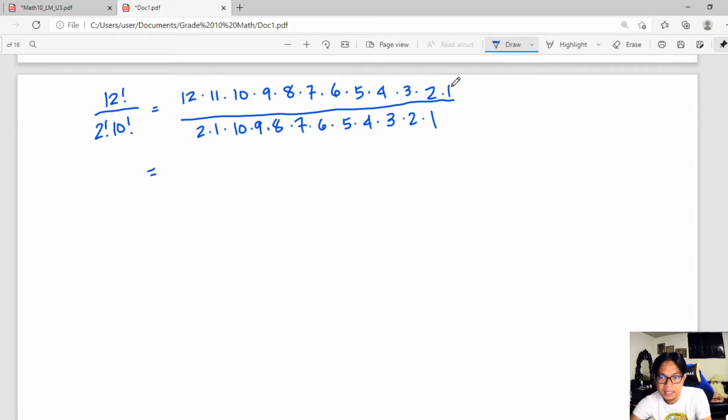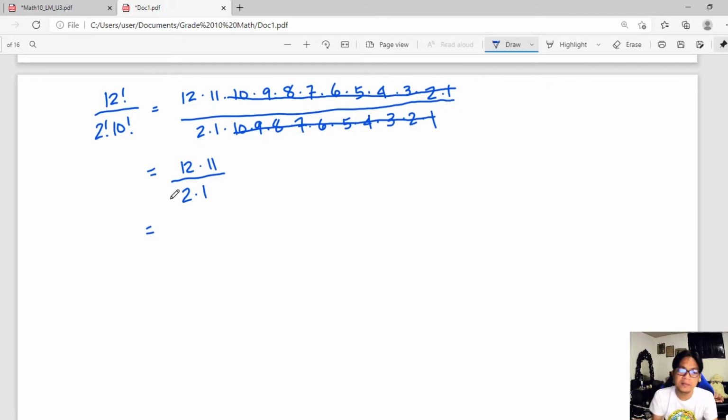Para ma-lessen na lang yung work natin, pwede naman itong i-divide, nag-iwan na lang is 12 times 11 over 2 times 1. So, that is 12 times 11 is 132 over 2. Divided by 2, that is 66. So, there are 66 eliminations.